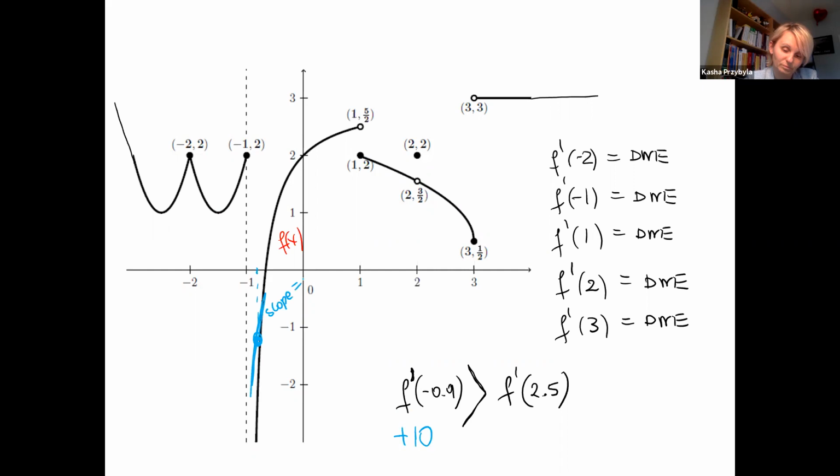Slope positive 10. And what about the slope at 2.5? It's somewhere here. It will be negative and not so steep. Let's say -1. That means definitely this is greater. If you are asked on the test to compare the derivatives, always draw the slope. If it's positive or negative, we know right away which number is greater. But if it's more steep and less steep, of course the less steep will be smaller. Okay, good.